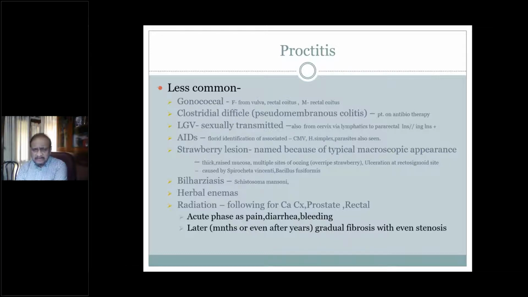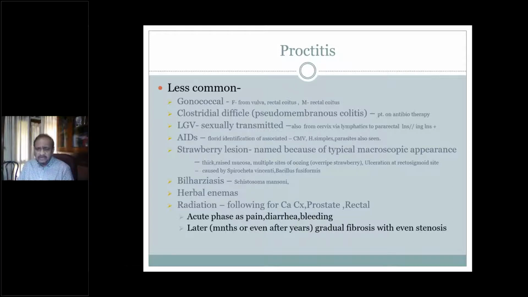Or a strawberry lesion, named because of its typical macroscopic appearance: you'll find a very small lump protruding, and on that you find multiple oozing sites, just like an overripe strawberry. It usually appears as ulceration at the rectosigmoid site or a very minor raised growth, usually caused by a spirochetal infection. Or it could be Bacillus fusiformis. Bilharziasis infection, schistosomiasis by Schistosoma mansoni, or repeated herbal enemas can give rise to a similar proctitis, or it could follow radiation.